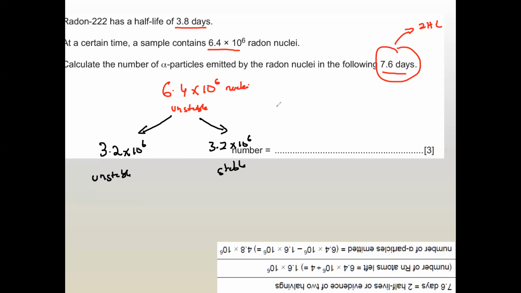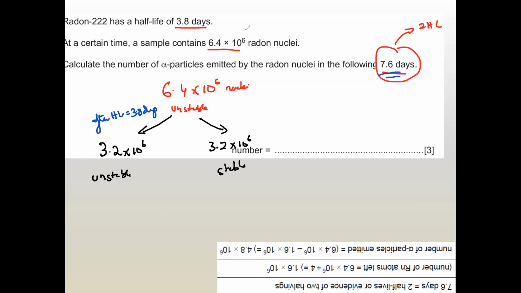The stable ones mean they already emitted radiation. They gave out alpha particles. This always happens after the half-life, after 3.8 days. Then because we want to find after 7.6 days, it means the second half-life.